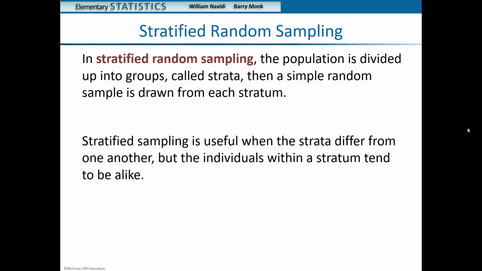In stratified random sampling, the population is divided up into groups. We call these groups strata, and then a simple random sample is drawn from within each stratum. So stratified sampling is useful when the strata differ from one another, but the individuals within a stratum tend to be alike. Okay.